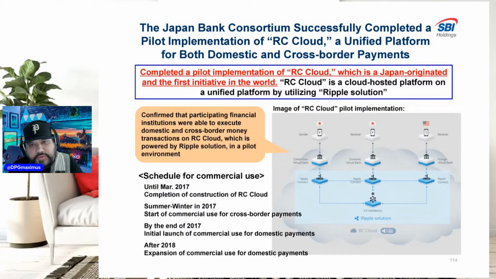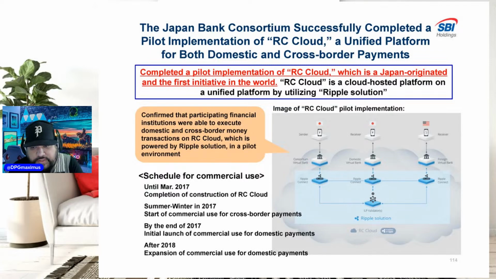The Japan Bank Consortium successfully completed a pilot implementation on RC Cloud, a unified platform for both domestic and cross-border payments. This was a completed pilot implementation of RC Cloud, which originated from Japan, and the first initiative in the world. RC Cloud is a cloud-hosted platform on a unified platform by utilizing Ripple solution. Confirmed that participating financial institutions were able to execute domestic and cross-border money transactions on RC Cloud, which is powered by a Ripple solution in a pilot environment.